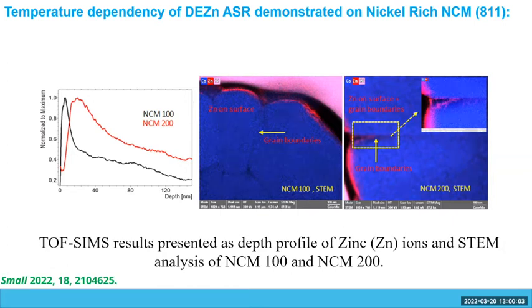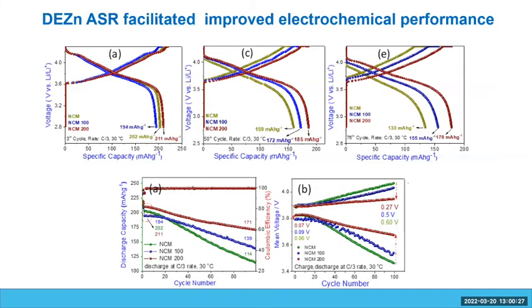It's nickel, cobalt, manganese, 811. It's not a fancy name. It's just the concentration: 80% nickel, 10% cobalt, and 10% manganese. So this is the nickname of it. But you can see that the zinc penetration at 100 is maybe 10 nanometers deep, but when we go to 200, it is significantly deeper. And again, the electrochemistry is improved. This is the 100 degrees surface coating, and the 200 is even better.